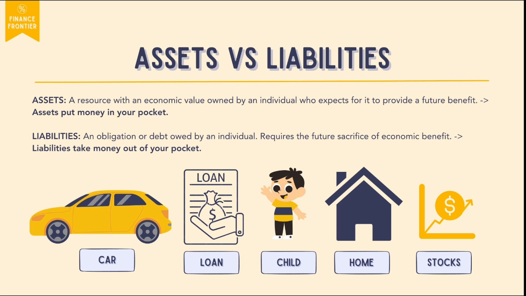It's a resource with an economic value owned by an individual or a business, for example, that has a future benefit. On the other hand, a liability is something that takes money out of your pocket. It's an obligation or a debt owed by an individual or a business.